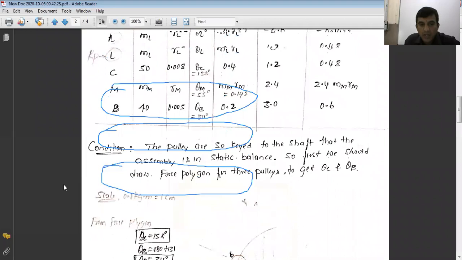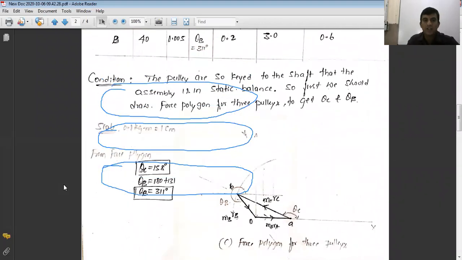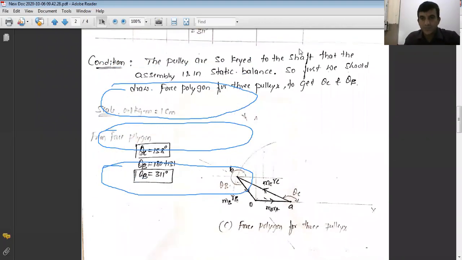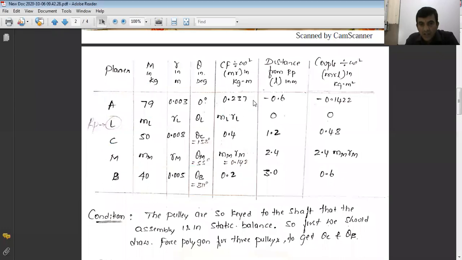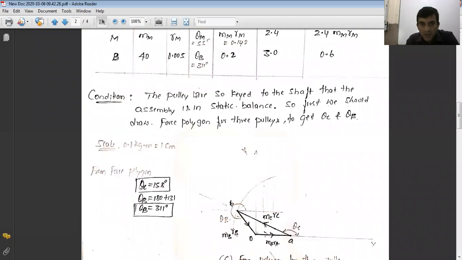Now, that is the condition. Then you draw the force polygon here. How do you draw the force polygon? By considering only those three pulleys. Taking the scale, the values are 0.237, 0.4, 0.2. What scale are you going to choose here? 0.1 kg meter is equal to 1 centimeter. I think it is visible. The scale is 0.1 kg meter equal to 1 centimeter. I have written it in pencil. Okay, now take the scale.